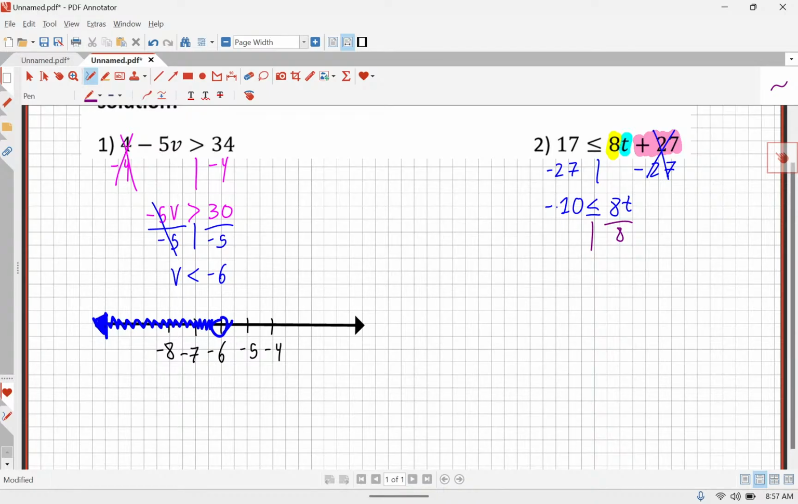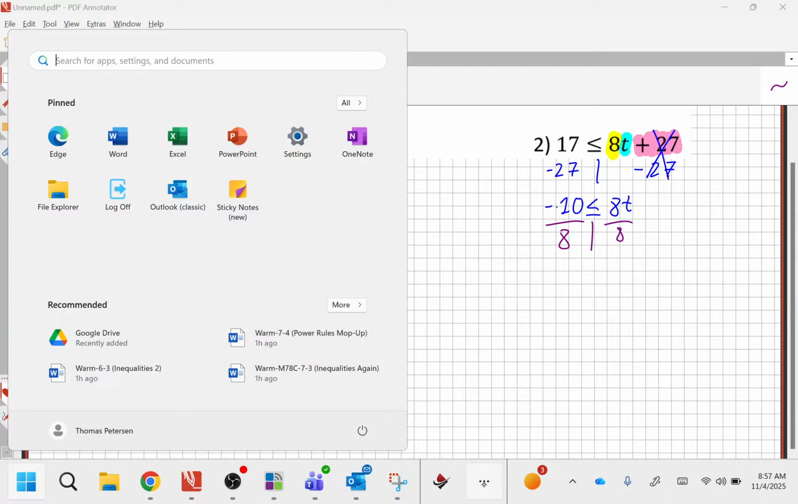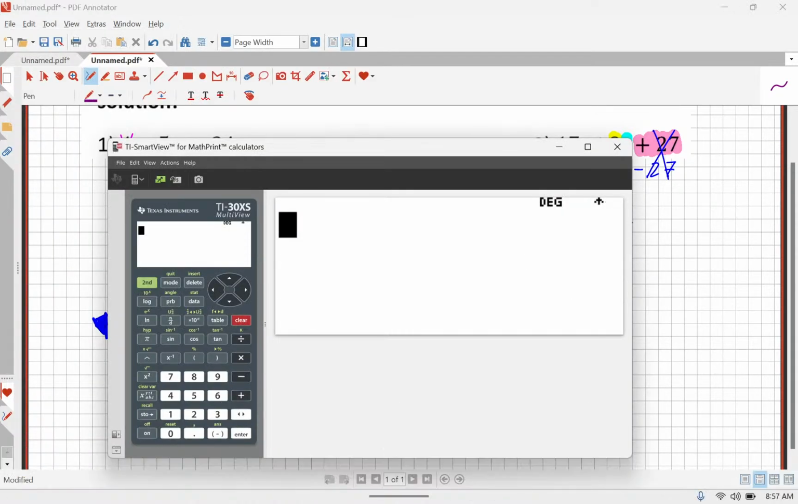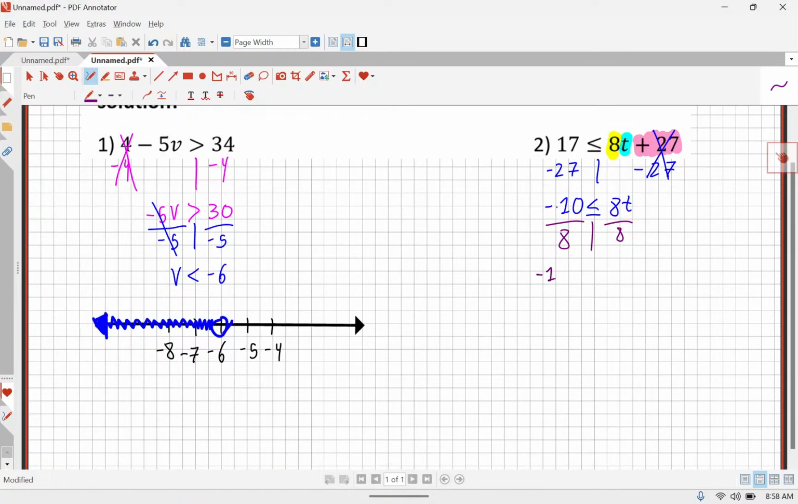Divide both sides by 8. Now this one gets controversial. First, let's get the number. The number's not controversial. Negative 10 divided by 8 is negative 1.25. And then this side is t. Great, that's good.